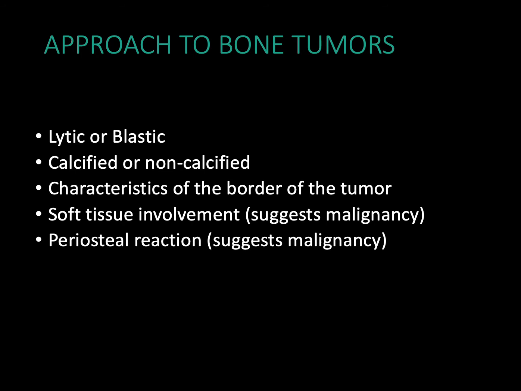So as we look at these things, they can be lytic or blastic, calcified versus non-calcified. We're going to look at the border of the tumor. We're going to look at soft tissue involvement, which may suggest malignancy, and then periosteal reaction, which may suggest malignancy. So we'll be talking about those things here.